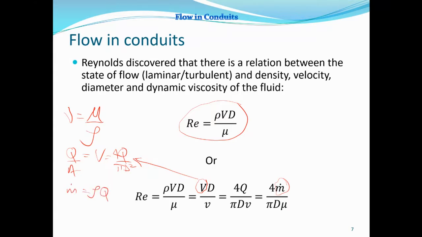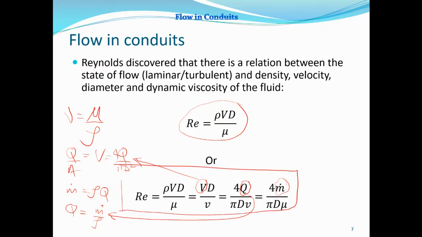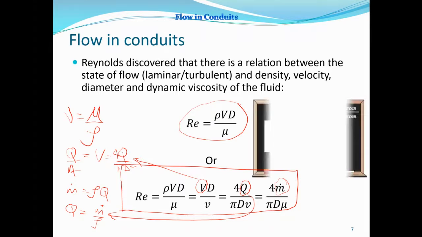Okay, so here, if we want to substitute Q as the mass flow rate divided by density, if we replace Q with this mass flow rate over density, we will end up with 4 m dot divided by pi d mu. Okay, so this is the general formula for the Reynolds number. There are different formulations, but how was it derived?